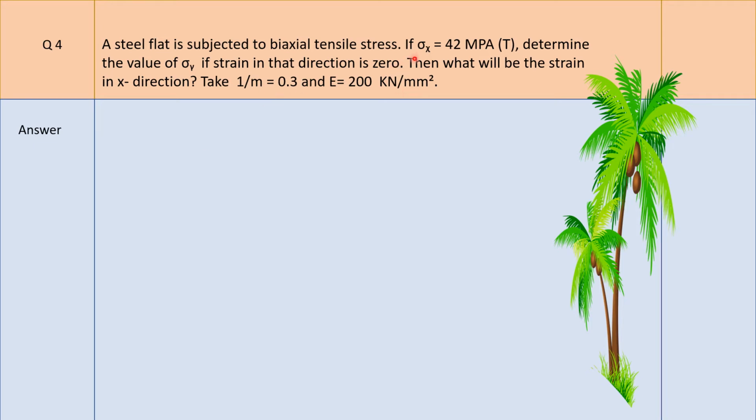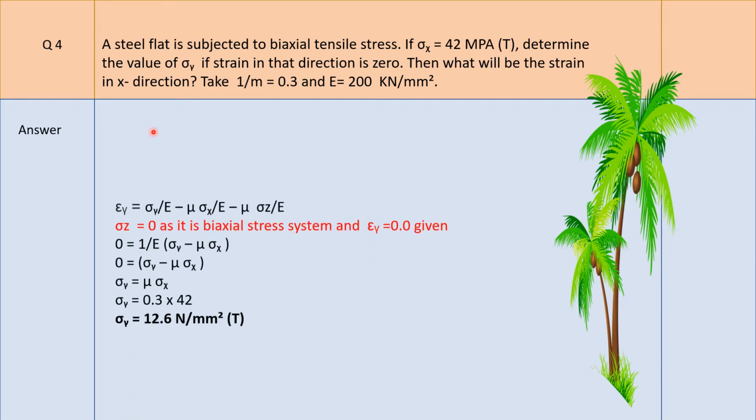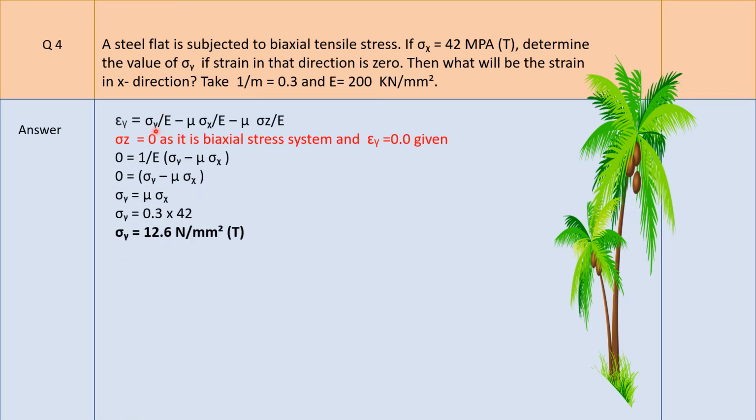Now we have given sigma x. We want to find out sigma y, and this is the biaxial stress system. So sigma z is 0, and the strain in the y direction is given as 0. If the strain in that direction is 0, it means epsilon y is 0. Now epsilon y is equal to sigma y upon E minus mu sigma x upon E minus mu sigma z upon E, but as it is a biaxial stress system, sigma z is 0, and we have given strain in the direction of y is 0, so epsilon y is 0.